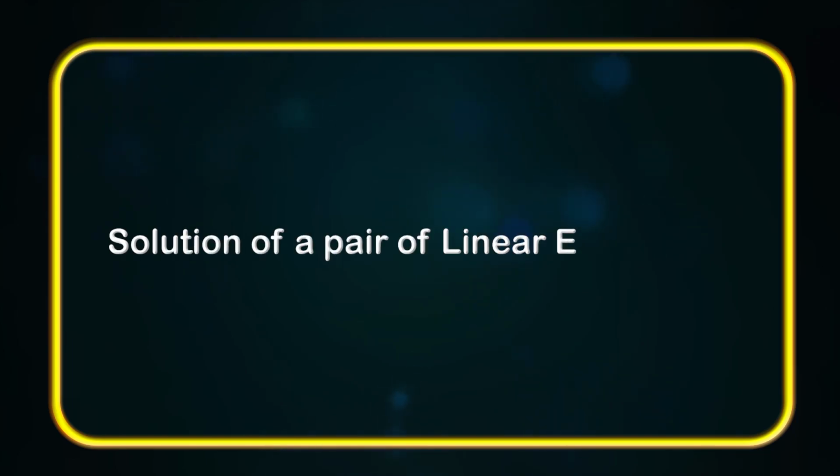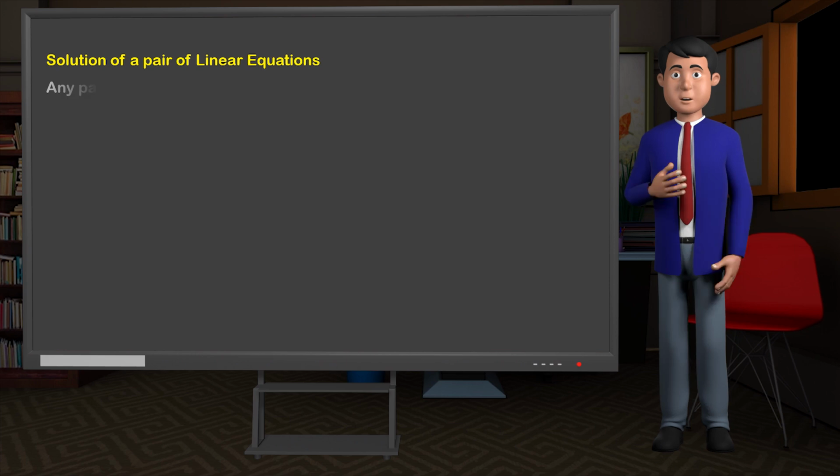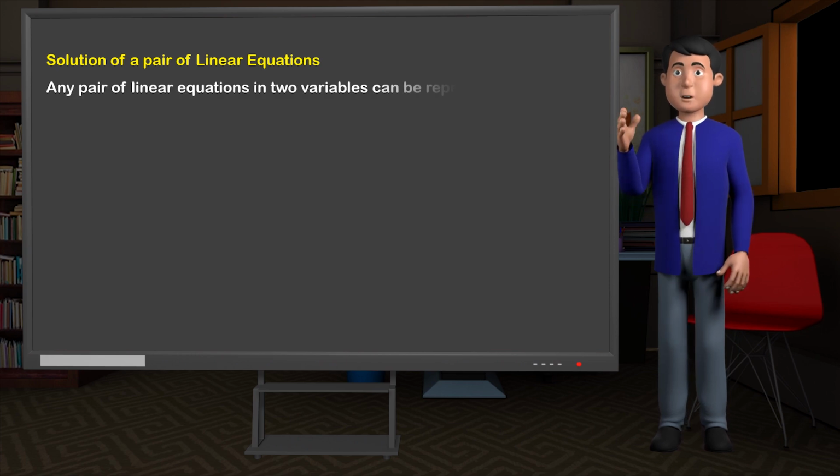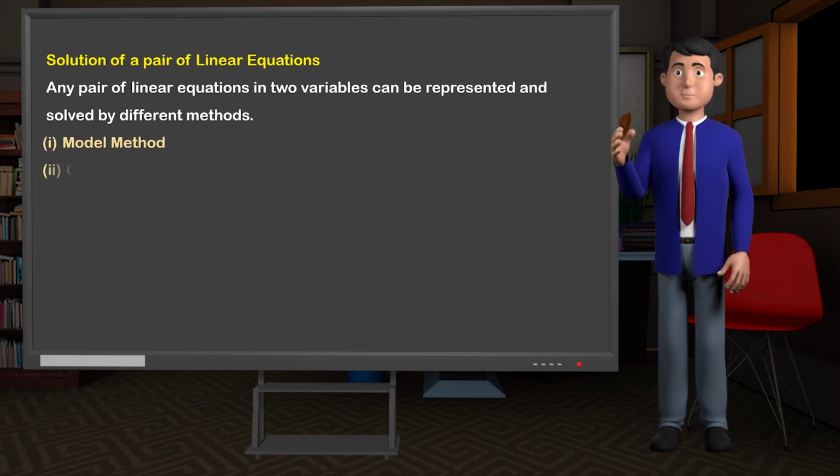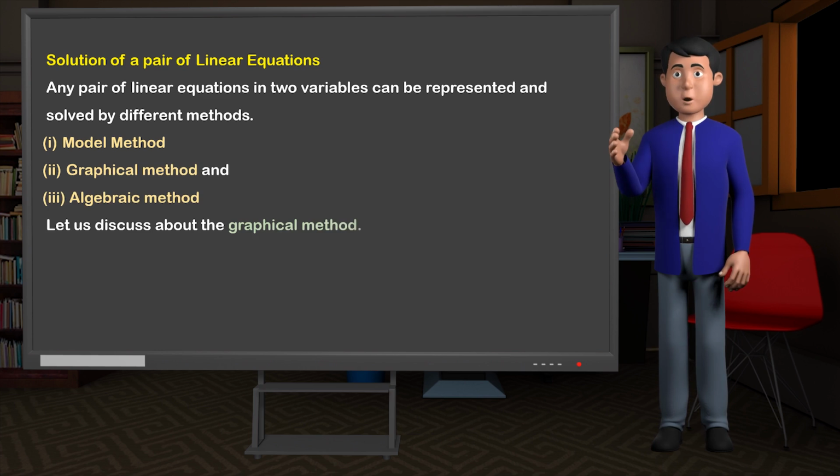Solution of a pair of linear equations. Any pair of linear equations in two variables can be represented and solved by different methods. Those are 1. Model method, 2. Graphical method, and 3. Algebraic method. Let us discuss the graphical method.